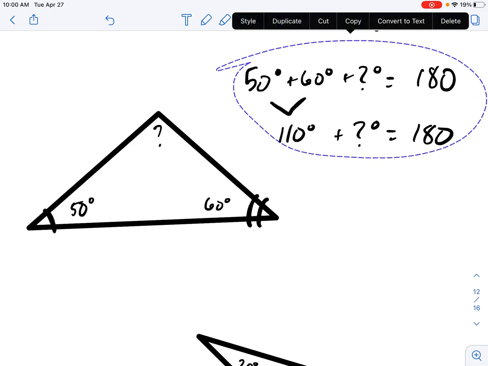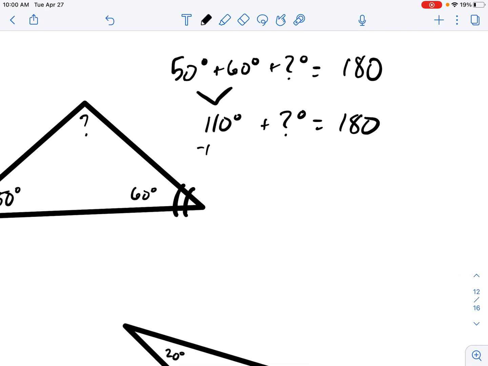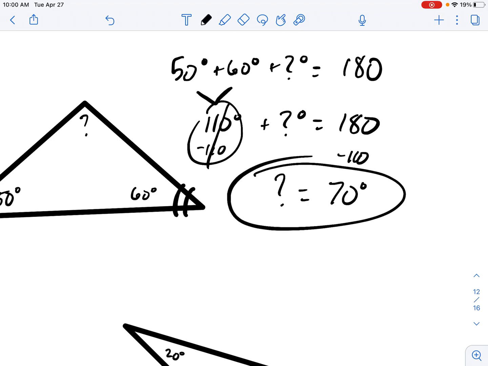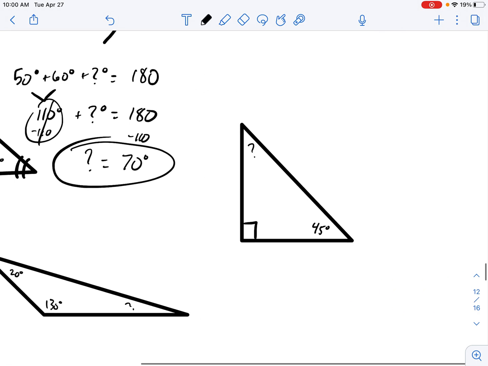And now this is just algebra, which you have learned, right? How do you undo plus 110? You subtract 110 from both sides of the equal sign. These cancel out. We're left with question mark equals 70 degrees. Okay. Let's try another one.